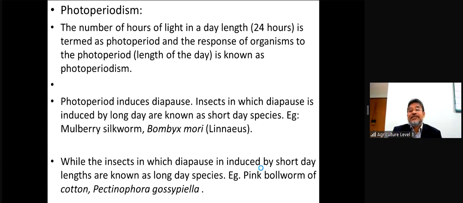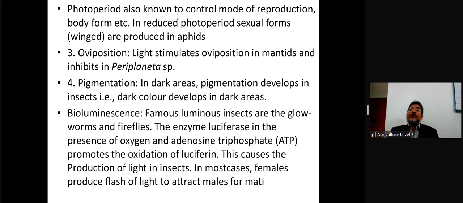Now photoperiod is also known to control the mode of reproduction.